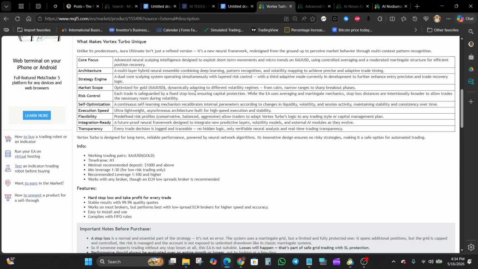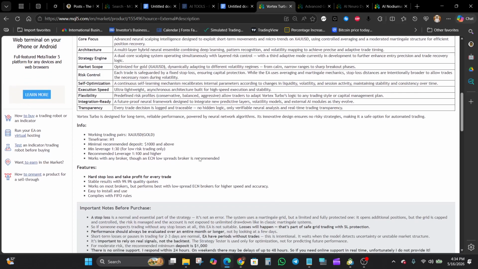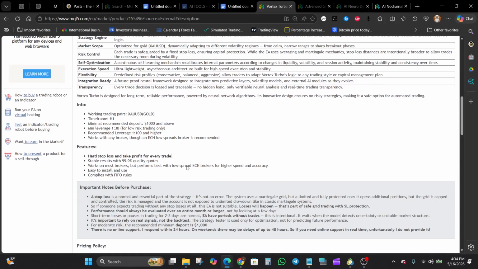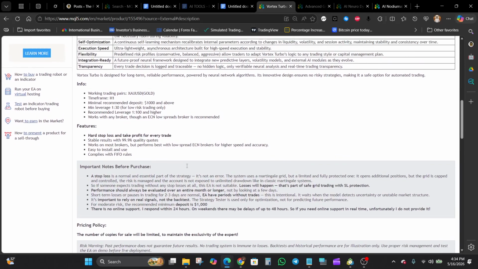Okay, so now moving into the settings and operational side of the EA, the developer recommends using low spread ECN brokers for better execution quality, especially since this is a scalping focused system where spreads and execution speed can influence overall historical testing performance quite a bit. The page also states that the EA complies with FIFO rules, supports both MT4 and MT5 environments, and includes hard stop loss and take profit levels on trades.